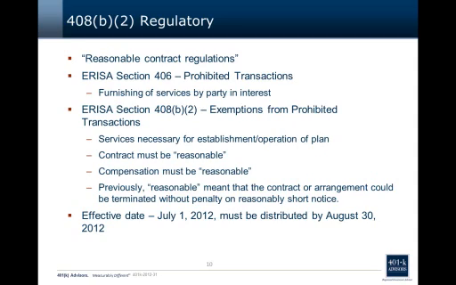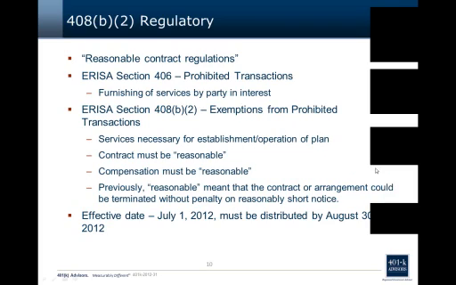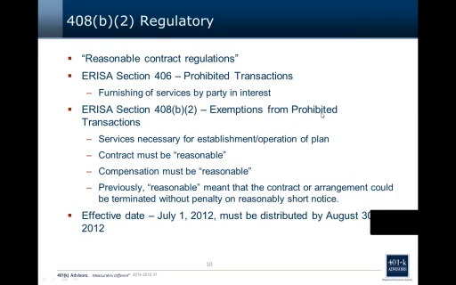So if you haven't already received disclosures from your providers, and again, your providers may be your actuary, it may be your auditor, your advisor, your record keeper administrator, your trustee, your custodian. All of these providers, to the extent that they receive payment from your plan, are required to put together disclosure information with respect to those payments.